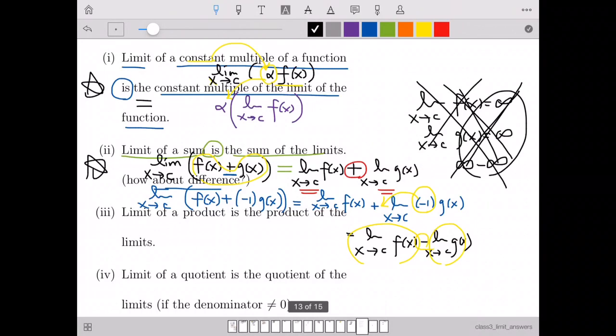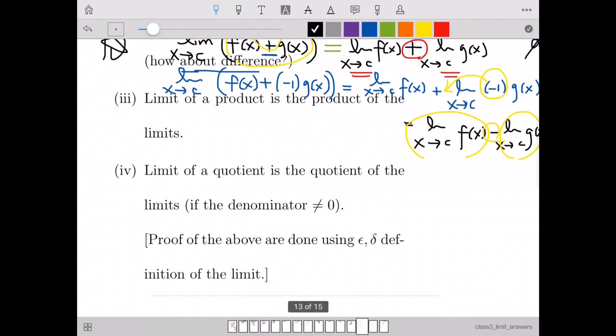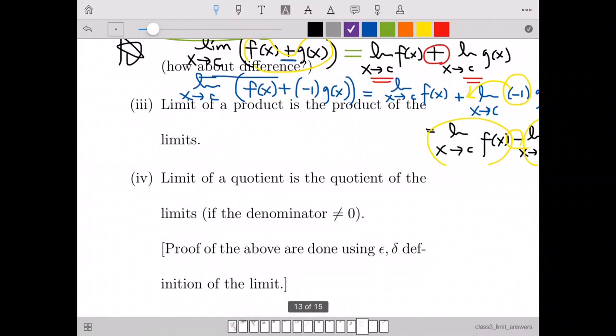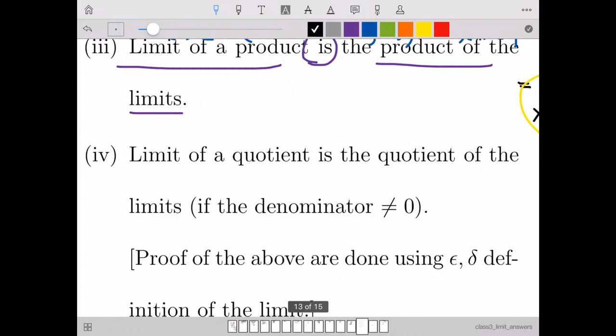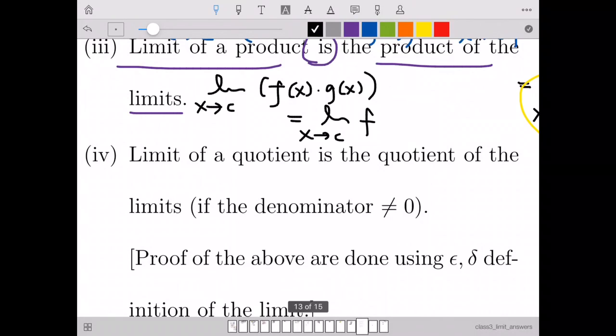Okay, 3. Limit of a product is the product of the limits. Product means multiplication. So this is limit x approaches c of the product f of x times g of x is limit x approaches c of f of x times limit of g of x, the product of the limits. Multiplication of each individual limit. Yeah, that's the product rule.